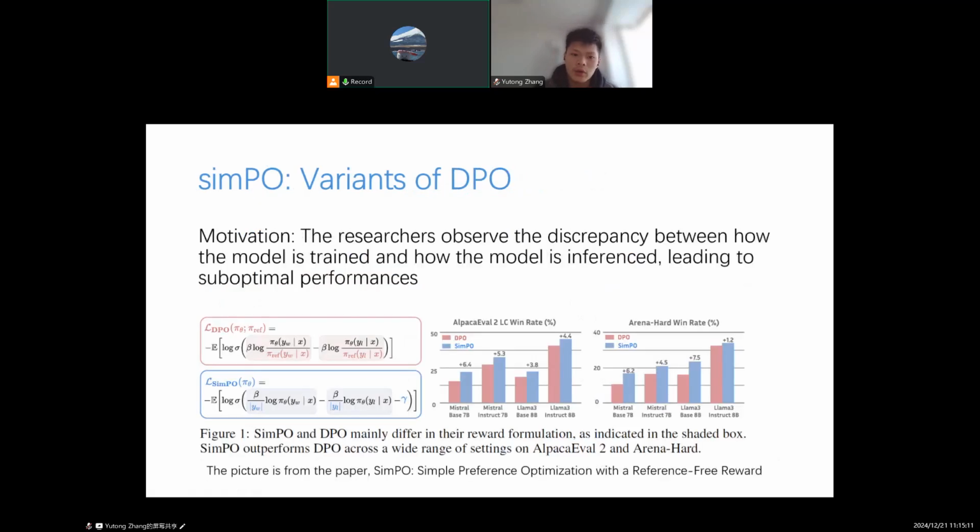Then we have SimPO, which is a variant of direct preference optimization. The motivation of this research is that the researchers observed a discrepancy between how the model is trained and how the model is inferenced, leading to suboptimal performance. And it just changed the equation here and gets a better result. So if you are interested in this variant, you can just look at the paper, right?